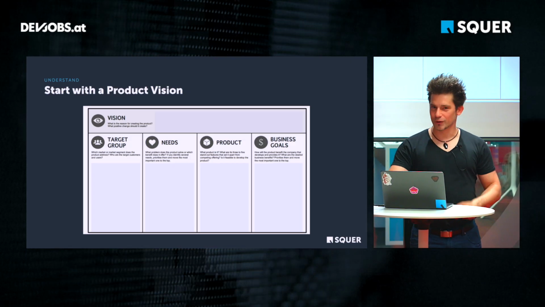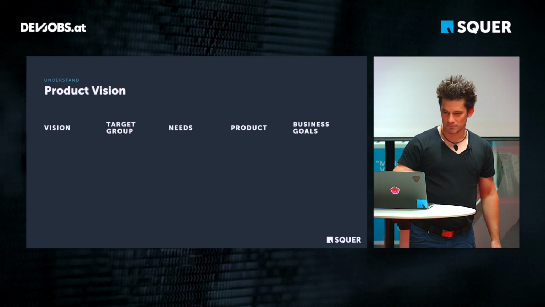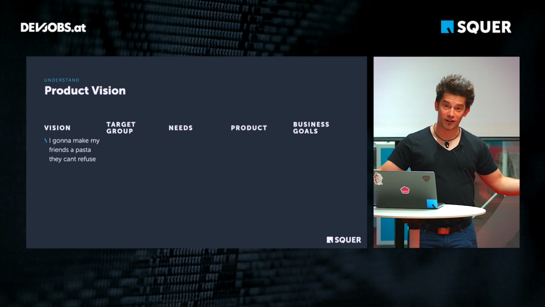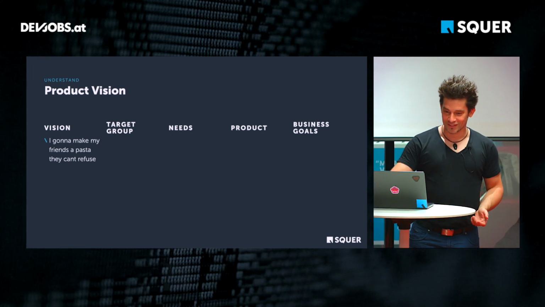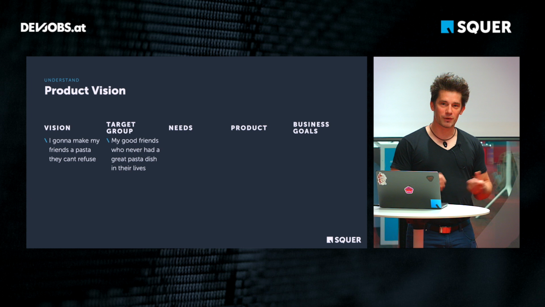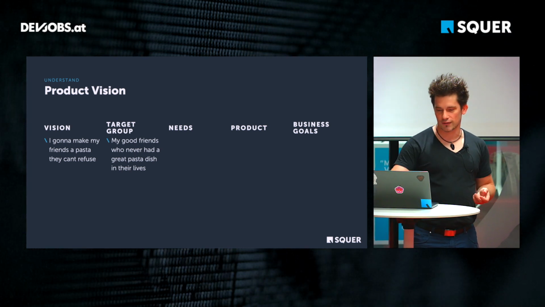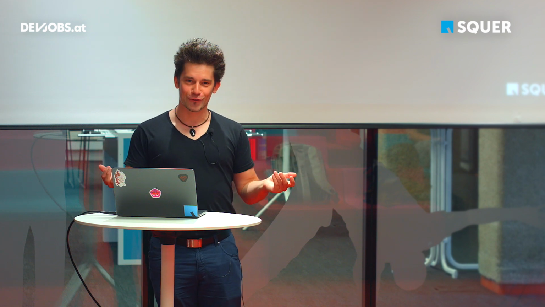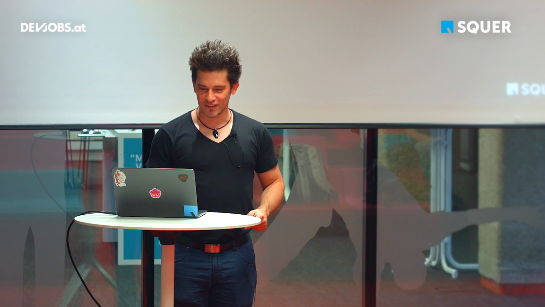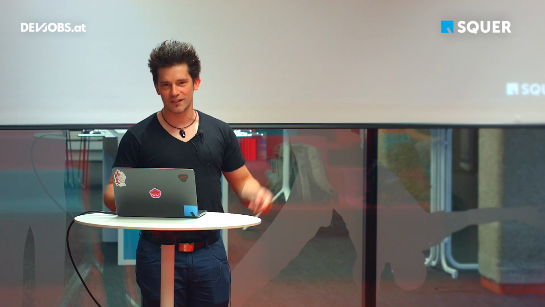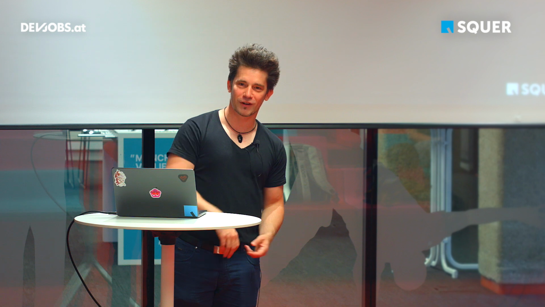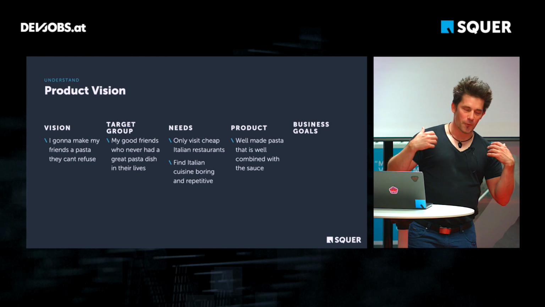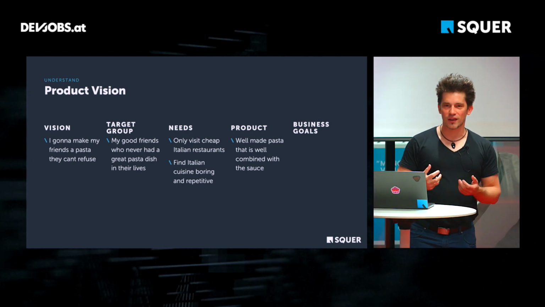As an example, so that we get a common alignment for the next slides, here's my product vision for the dinner. My product vision is: I'm gonna make my friends a pasta they can't refuse. Of course, my target group is my friends, who have only gone to, I would say, fake Italian restaurants, and they always think it's boring and repetitive. It's always about the same things. You always have pasta with tomato sauce and that's it. It's quite boring.